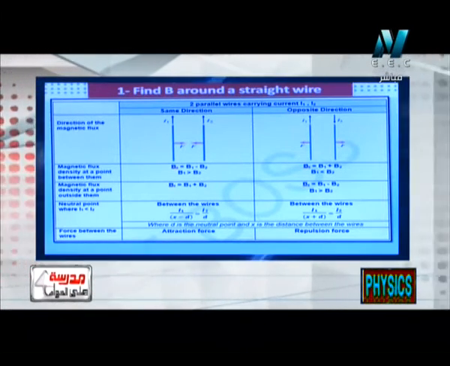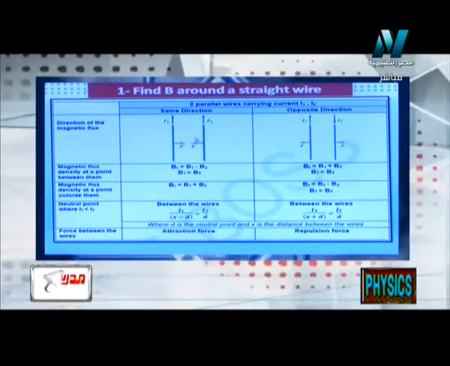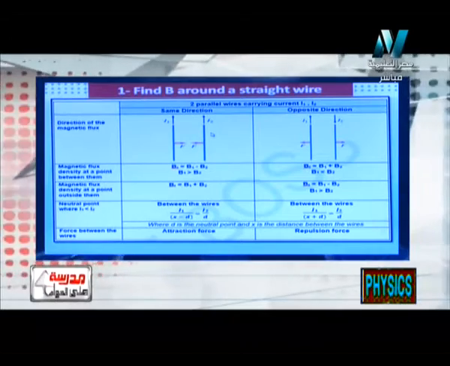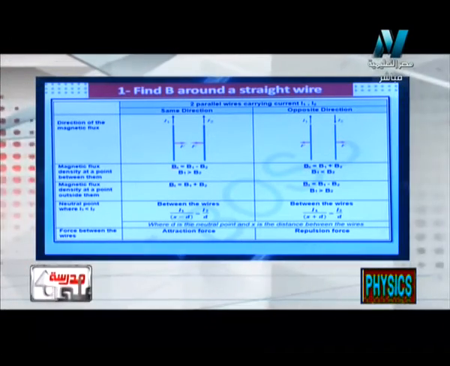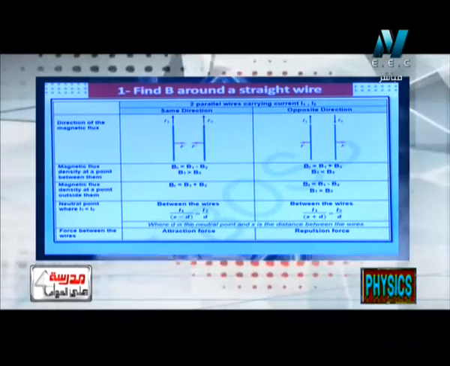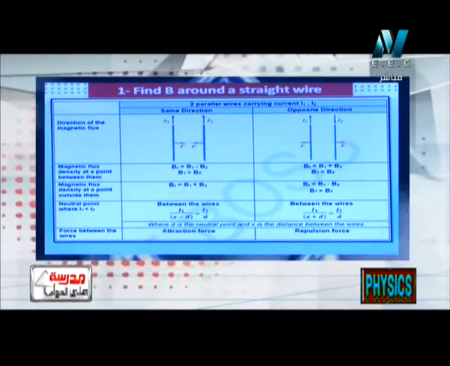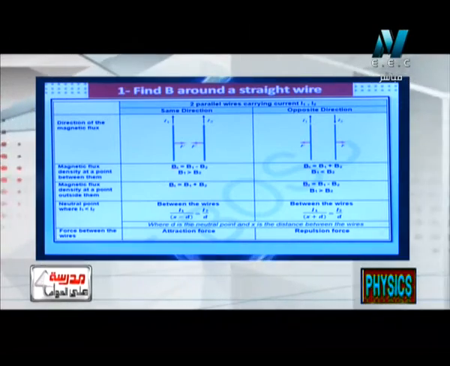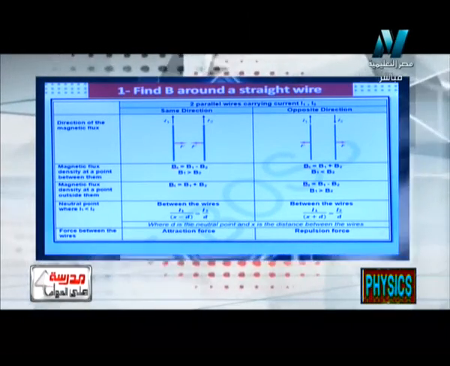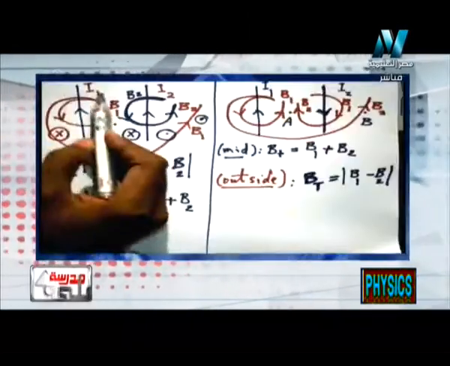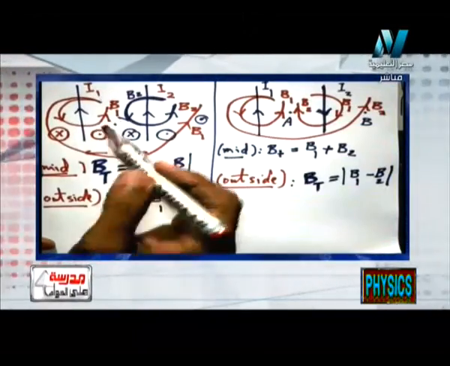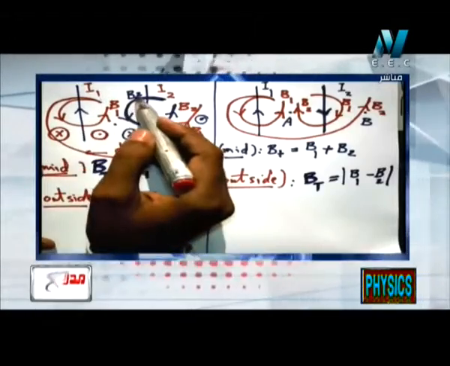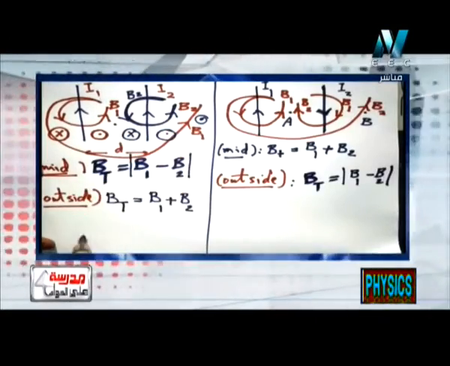Of course, for the force between the two wires when the currents are in the same direction, we can see at the midpoint that beta 1 is in the opposite direction to beta 2. When the flux moves like this, anti-clockwise, and this one moves clockwise, beta 1 is in the opposite direction to beta 2, so at the midpoint we have attraction.